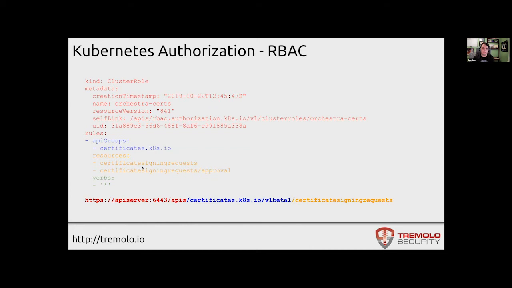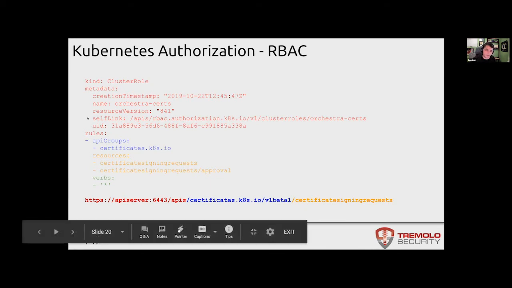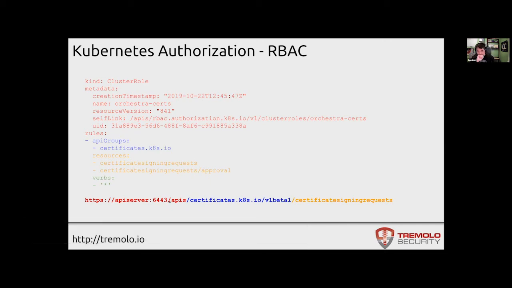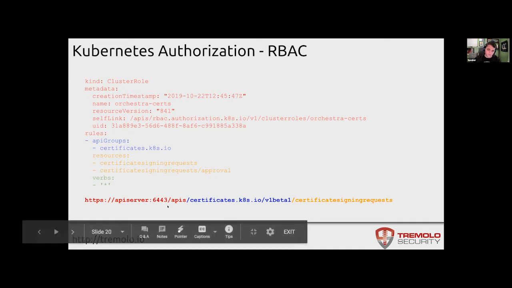So let's take a look at what an RBAC authorization looks like. So I color coded it here to try and map it to your URL. So here we're talking about that we wanted to make a cluster role around certificate signing requests. So this red bit here matches down with the red bit here, just the stuff that's true of every object, the kind, metadata, where it is. Doesn't really apply directly to this.